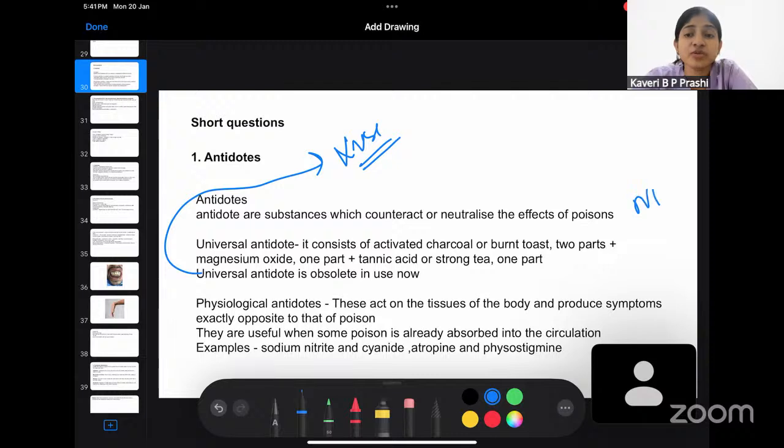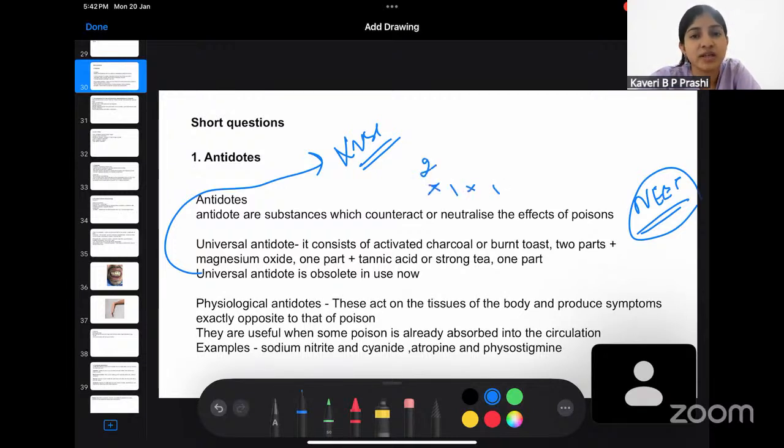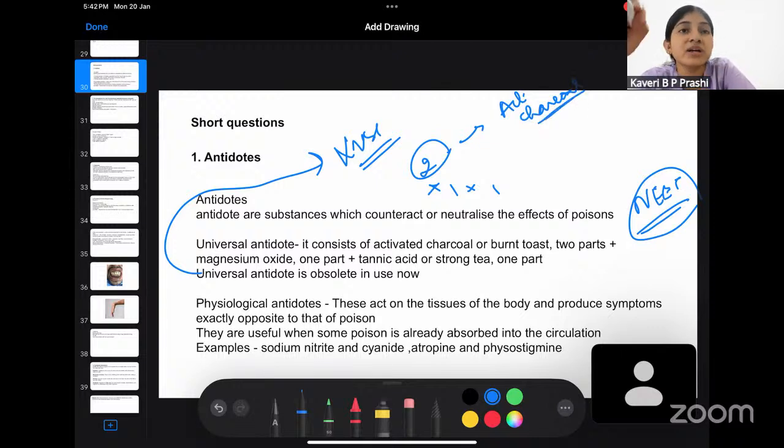Usually in your MCQs or your NEET, they try to ask you something that you apply in real life. And because the use of universal antidote is obsolete, they won't ask you now. So what does it comprise of? There are 4 parts, 2 plus 1 plus 1. 2 parts of what? 2 parts of activated charcoal. Or if you don't have activated charcoal, if you are at home, you can also use a burnt toast.